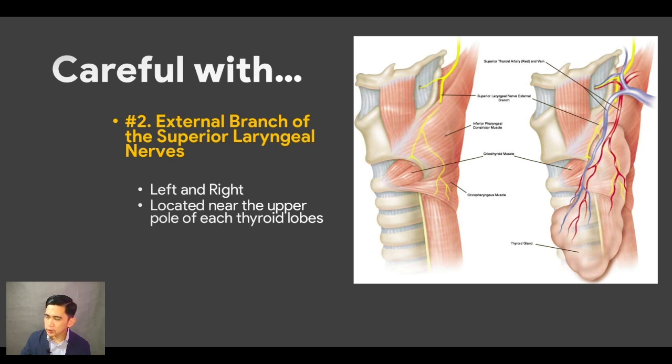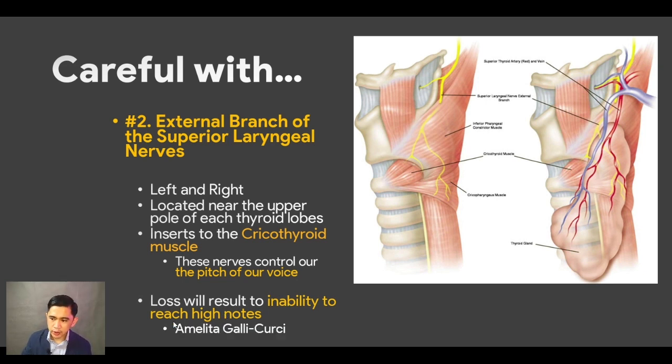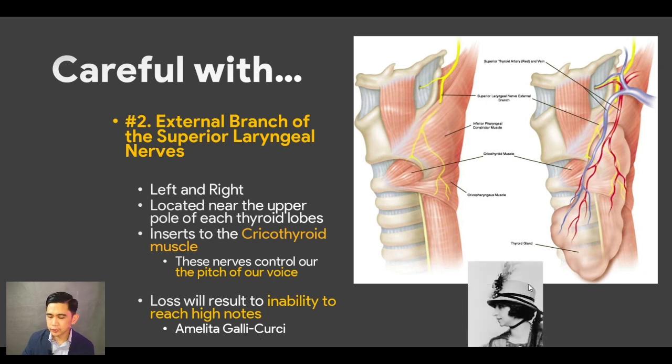It actually functions to innervate the cricothyroid muscle. The cricothyroid muscle is the muscle that is responsible for the high pitch of our voice. Now, if you cut this when you do the thyroidectomy, then you cannot reach the high pitch voice. Loss will result in inability to reach high notes, as exemplified by this opera singer, Amelita Galli-Curci. Sometimes they call the nerve the Galli-Curci nerve because of this opera singer.